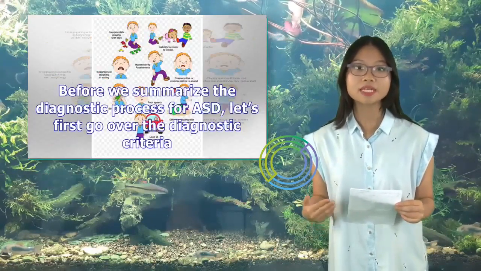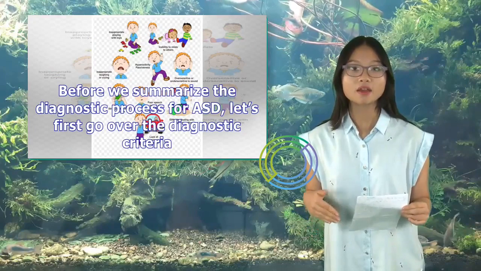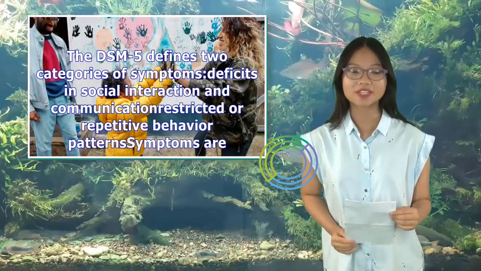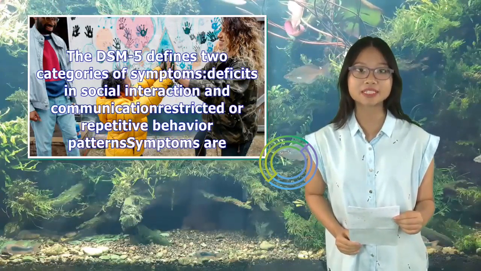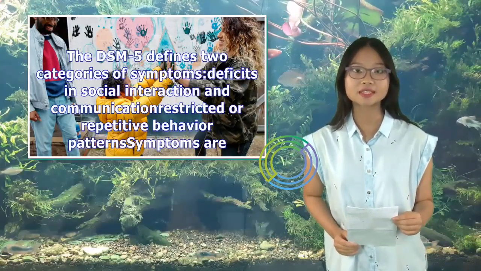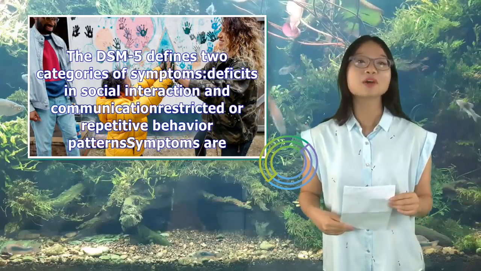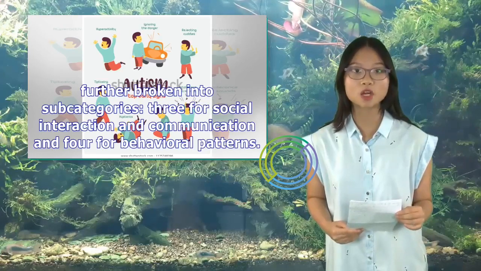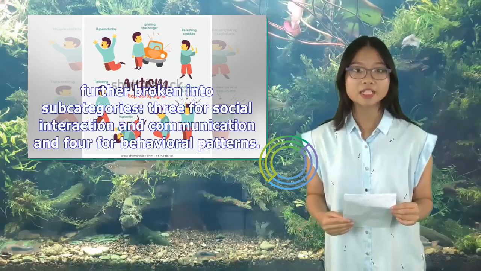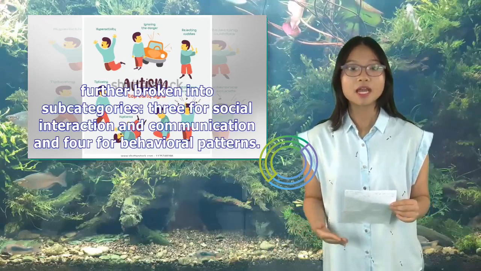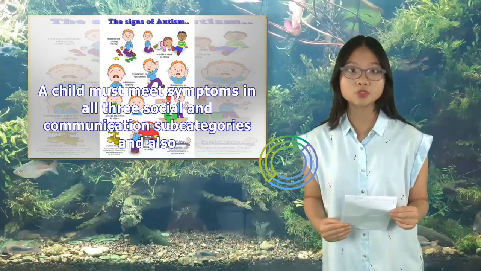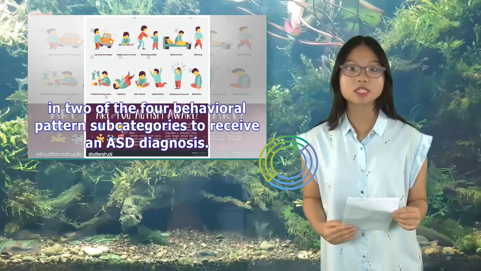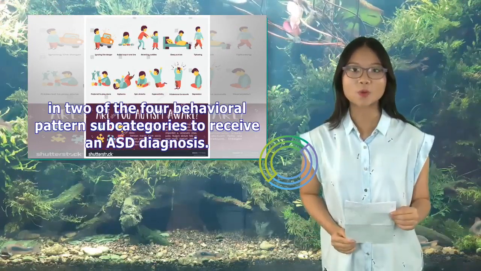Before we summarize the diagnostic process for ASD, let's first go over the diagnostic criteria. The DSM-5 defines two categories of symptoms: deficits in social interaction and communication, and restricted or repetitive behavior patterns. Symptoms are further broken into subcategories, 3 for social interaction and communication and 4 for behavioral patterns. A child must meet symptoms in all 3 social and communication subcategories and also in 2 of the 4 behavioral pattern subcategories to receive an ASD diagnosis.